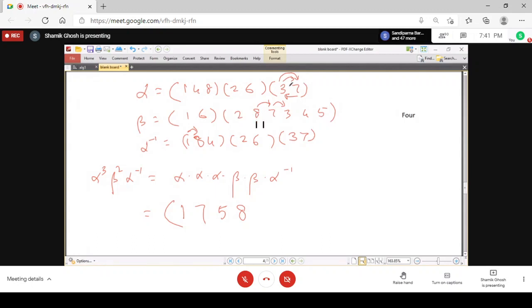Now 8 is the number. We are searching for 8. So 8 to 1, 1 to 4, 4 to 8. So it becomes 8. So after 5 we got 8. Then we start from 8 again. So 8 to 4, 4 to 5, 5 to 2, and then we come here for 2, 2 to 6, 6 to 2, again 2 to 6. So we get here 6.